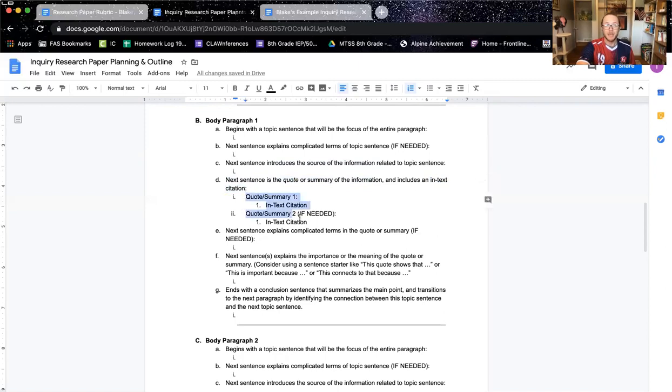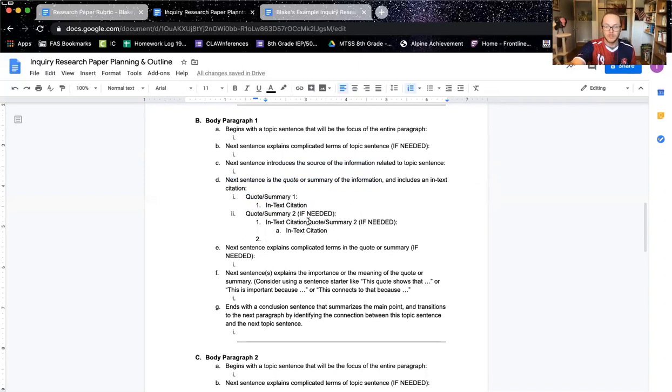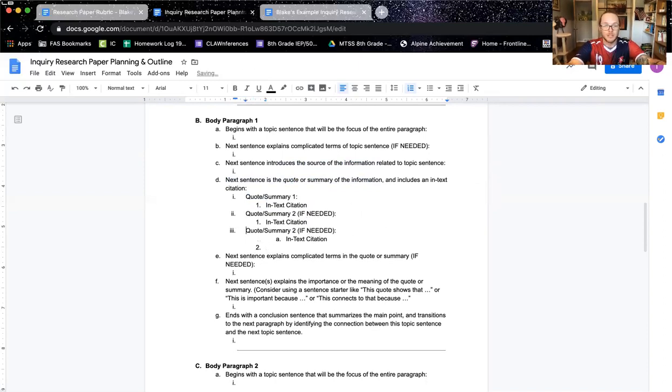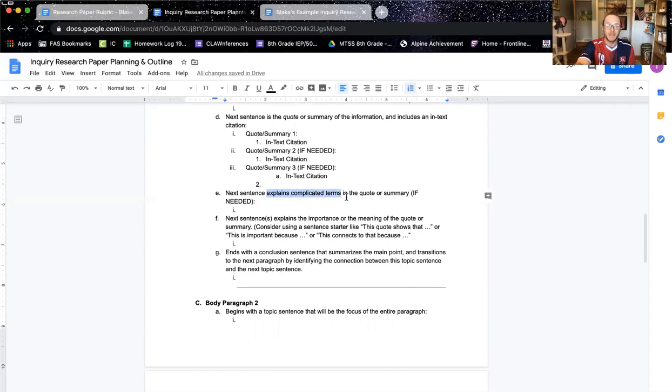Now, you can use as many quotes as you want in your paragraphs. So you could have only one quote. You could have a second quote if you need. You could even copy this and add an additional space for another quote if you would like to. Have as many quotes as you would like per paragraph. That's up to you. But make sure that you have the quote or the summary and you have the in-text citation. The next sentence explains any complicated terms. Do you have to define interdimensional gravity? Do you have to define something so I understand it?